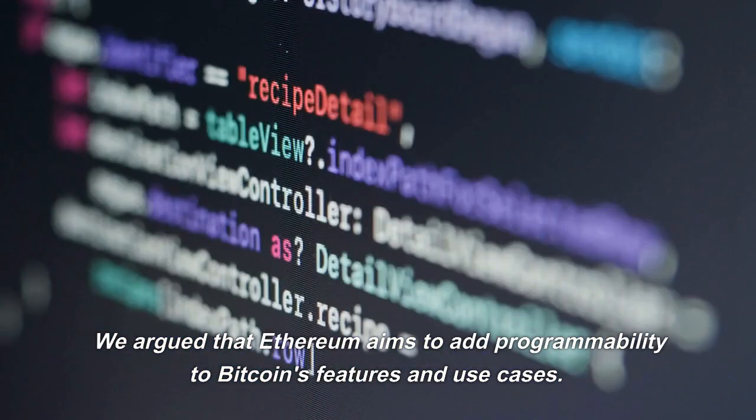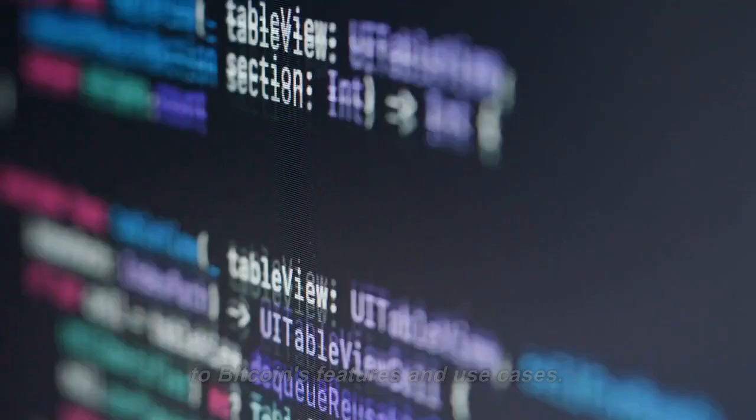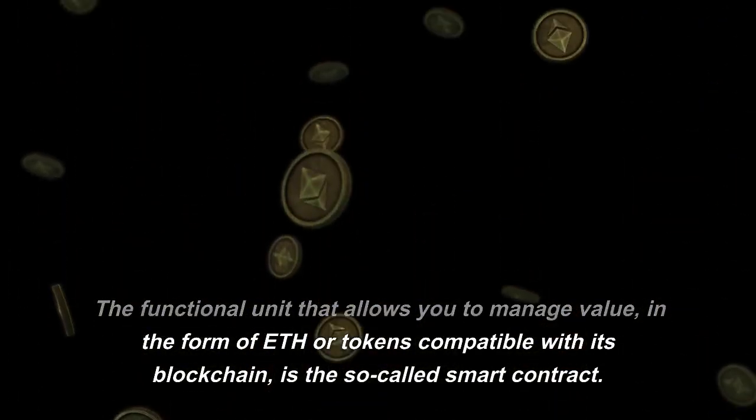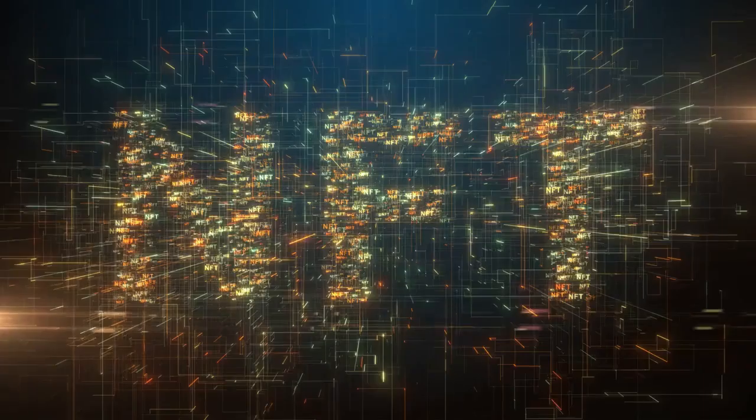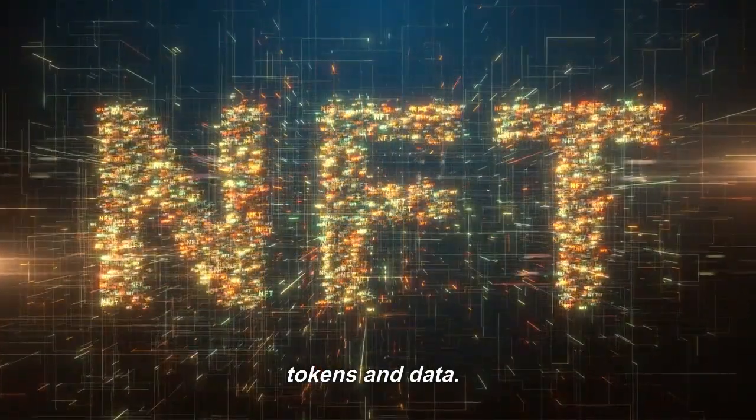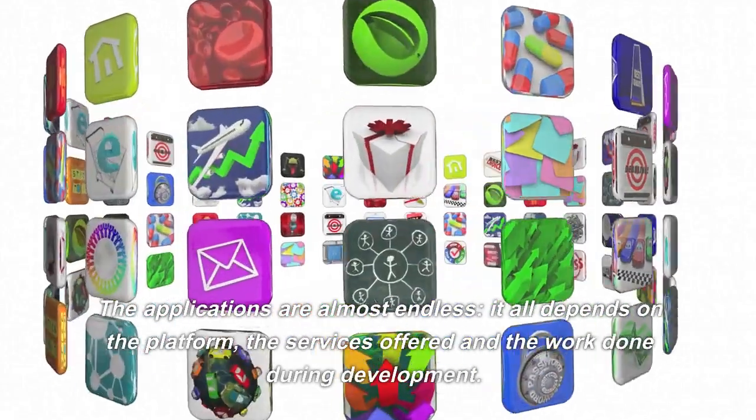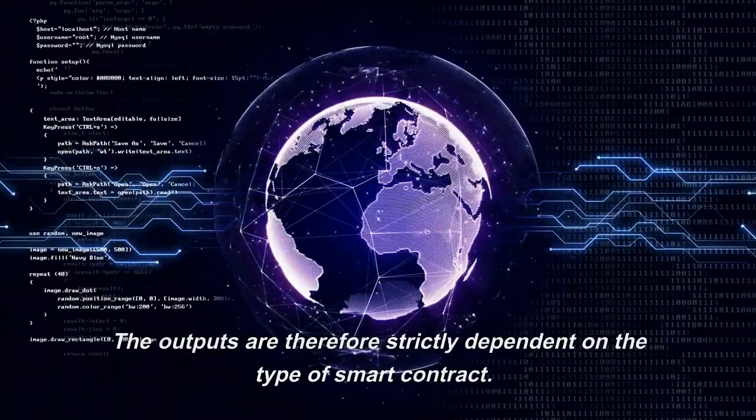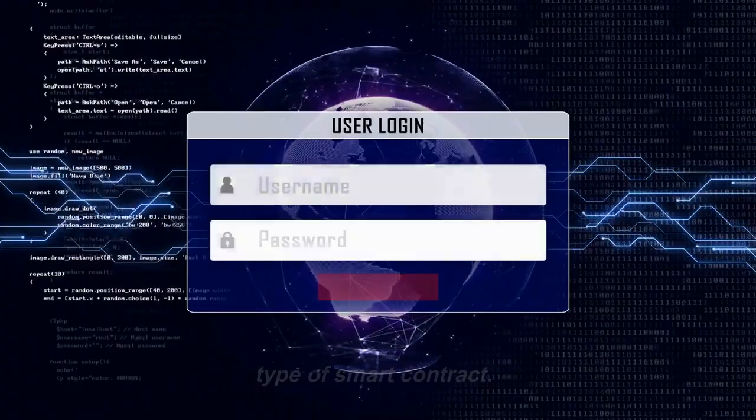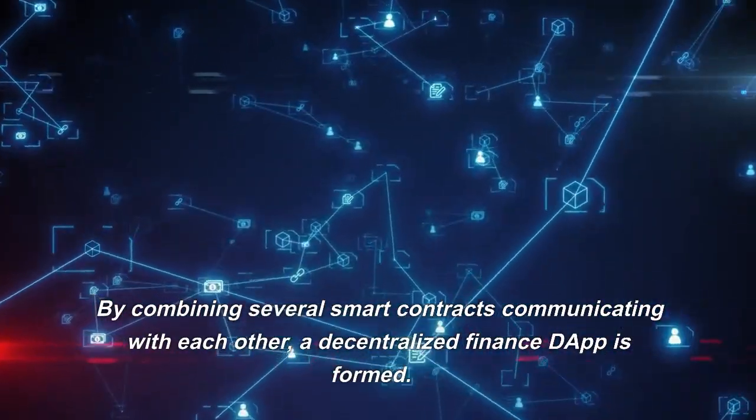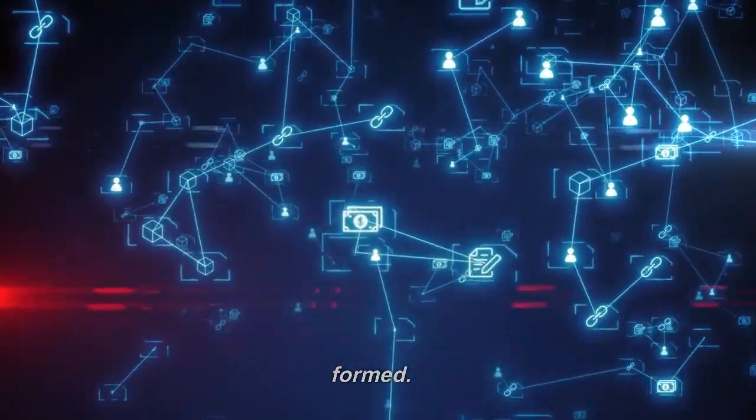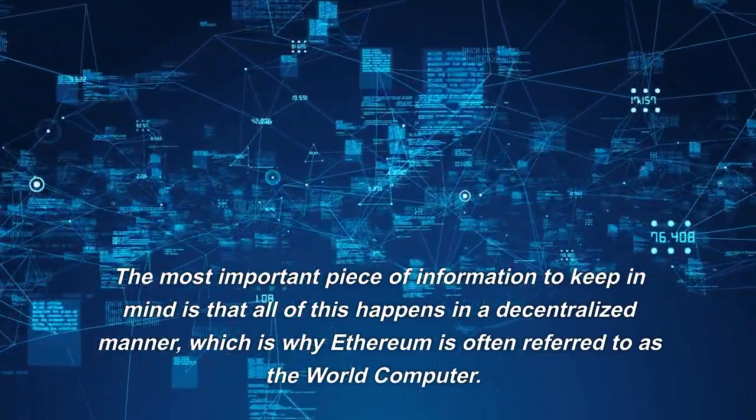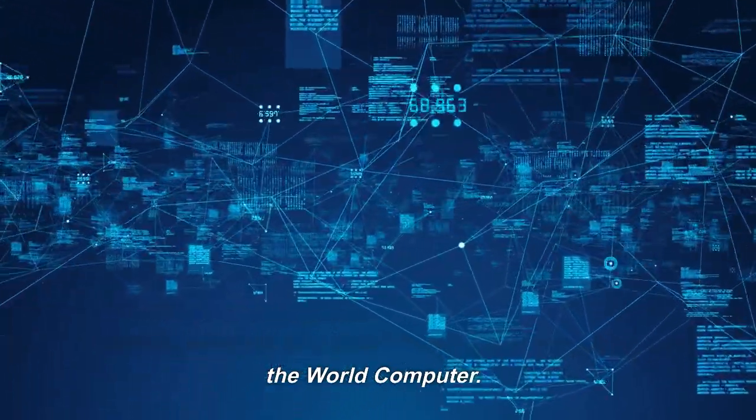We argued that Ethereum aims to add programmability to Bitcoin's features and use cases. The functional unit that allows you to manage value, in the form of ETH or tokens compatible with its blockchain, is the so-called smart contract. Actions are nothing but transactions containing ETH, tokens and data. The applications are almost endless. It all depends on the platform, the services offered and the work done during development. The outputs are therefore strictly dependent on the type of smart contract. By combining several smart contracts communicating with each other, a decentralized finance DApp is formed. The most important piece of information to keep in mind is that all of this happens in a decentralized manner, which is why Ethereum is often referred to as the world computer.